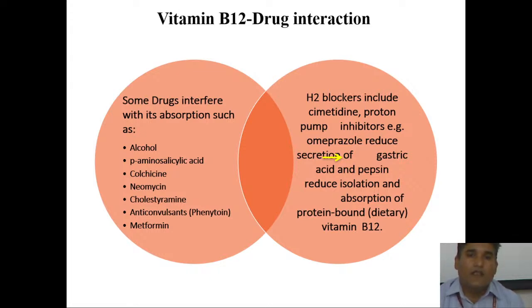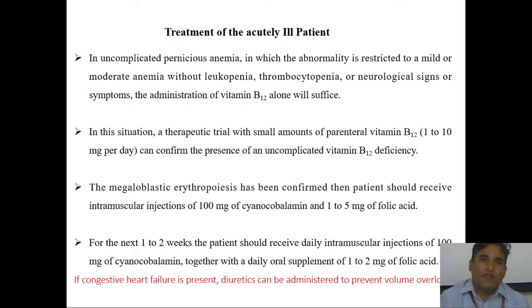And this is the drug interaction. These are the drugs: alcohol, which interferes with the absorption of vitamin B12, para-aminosalicylic acid, colchicine, neomycin, cholestyramine, anticonvulsant drugs, very important, and metformin. These are the drugs which interfere with the absorption of vitamin B12 through the GIT. H2 blockers, proton pump inhibitors and antacids also decrease its absorption.